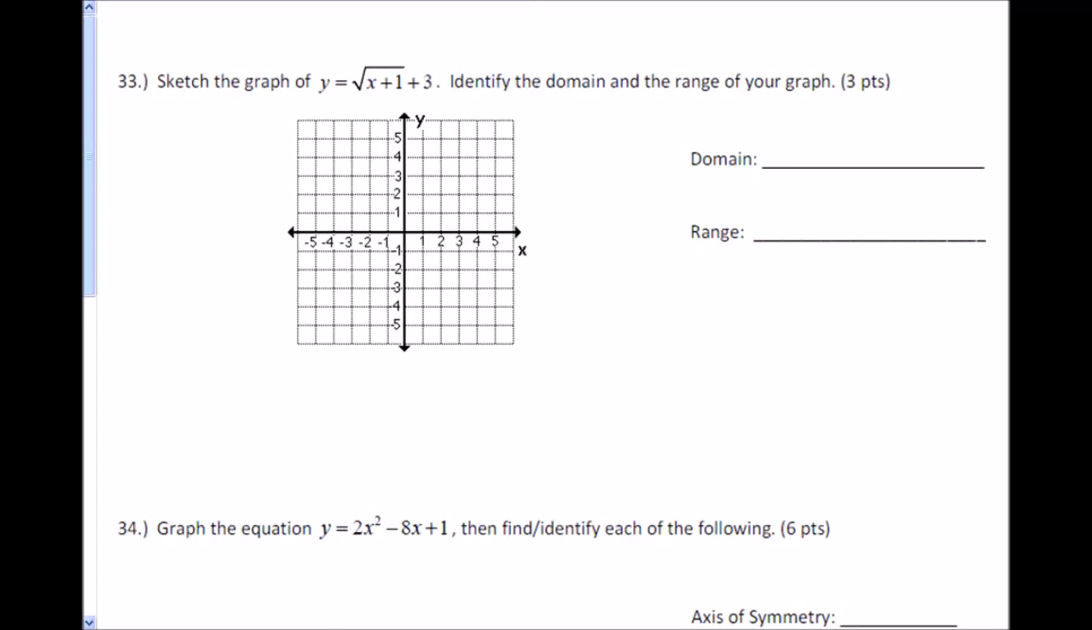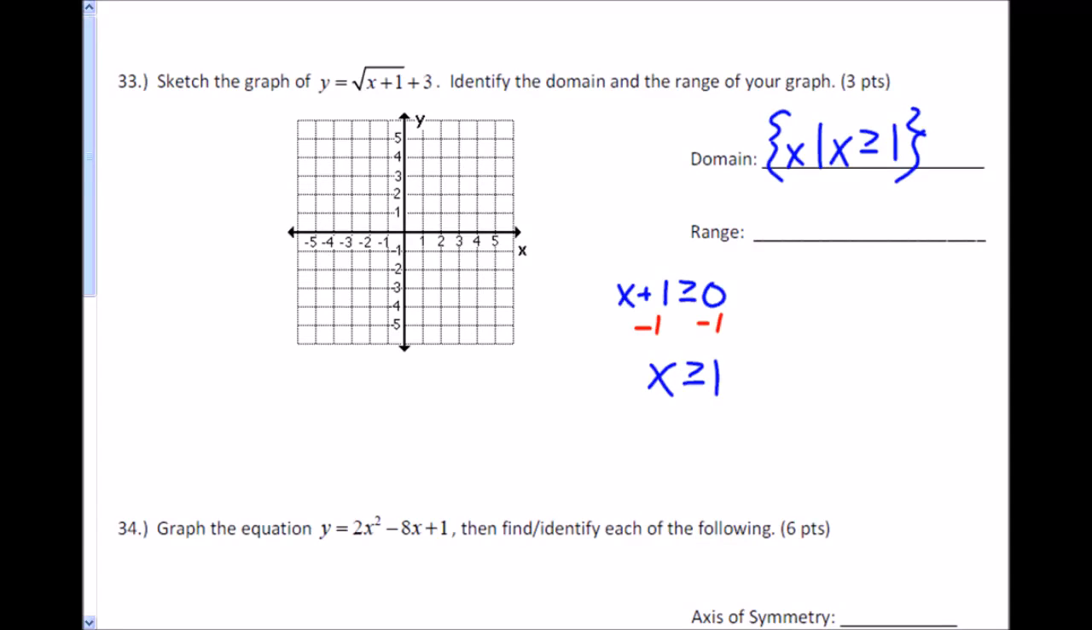Number 33 asks me to sketch the graph of y equals the square root of x plus 1, plus 3, and identify the domain and range. So for this one, let's start with the domain. Remember, what's underneath the square root, the x plus 1, has to be greater than or equal to 0. I can't have a negative under the square root, so I solve this. I subtract the 1 from each side, so x has to be greater than or equal to -1. So that's my domain: x such that x is greater than or equal to -1.